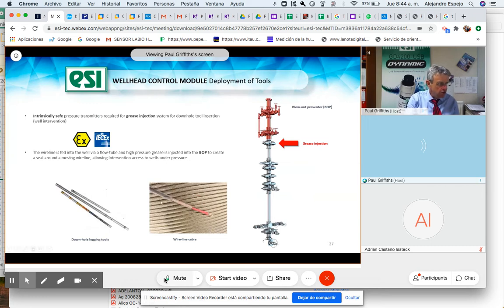But in order to deploy the tool, to lower the tool into the well, this special wireline cable is used. It's a very strong cable, and it's also a communication cable. The cable passes through the blowout preventers that lead to the well. The wire passes through this system, and because the cable must be allowed to move through it, to make a seal, high pressure grease is injected around the outside.